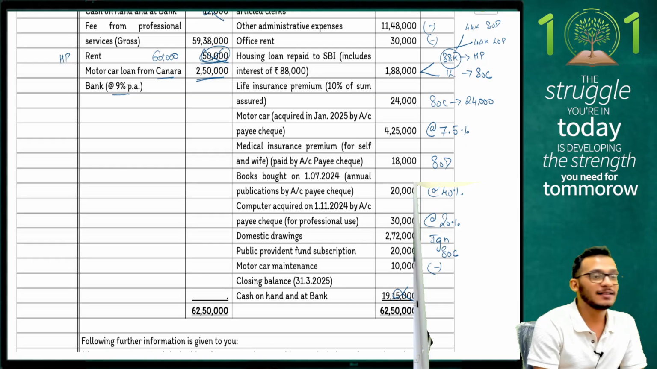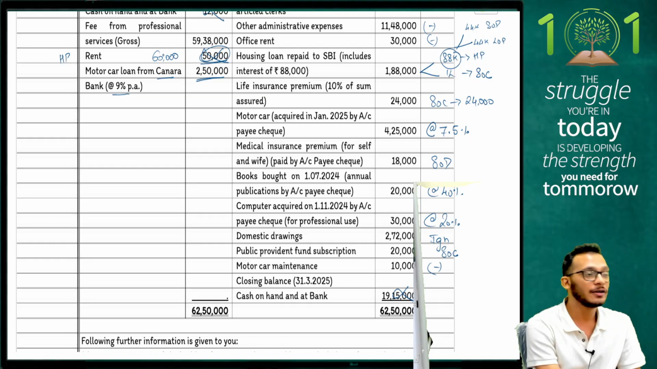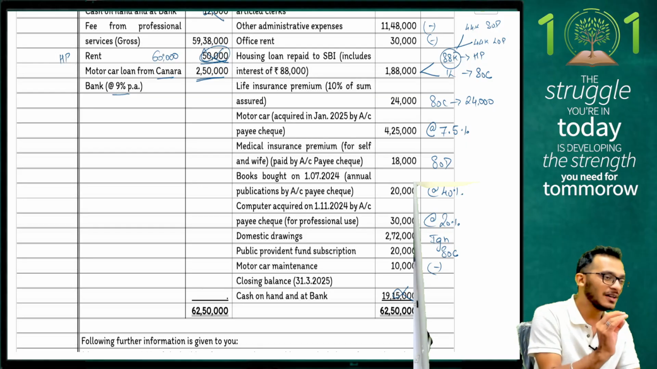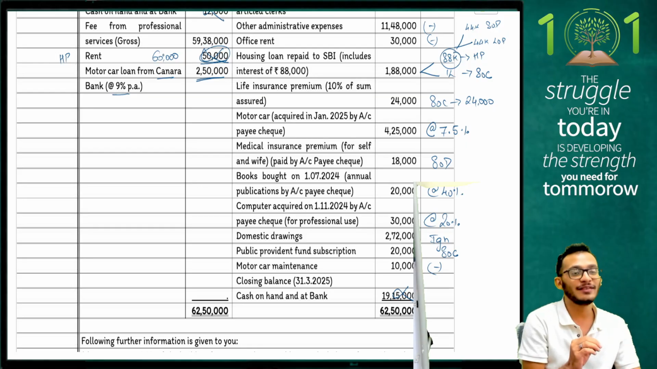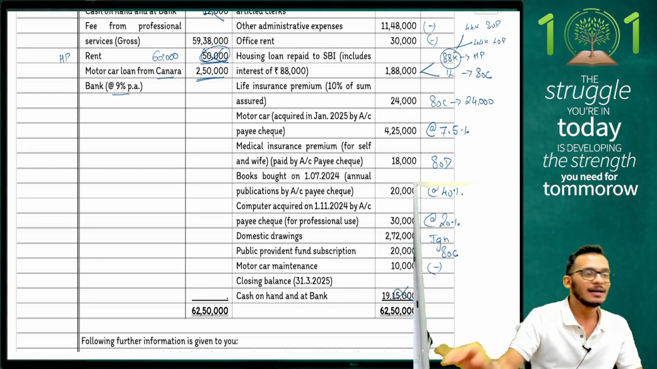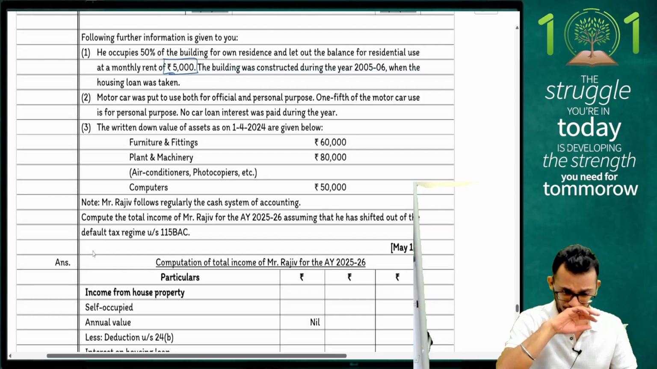This is where ICA plays the googly, people. Here is where you end up going horribly wrong, which is what I told you. When it comes to cash basis questions, be very careful. One small mistake from your side, the whole question will go haywire. Yes, yes. So be careful on this.